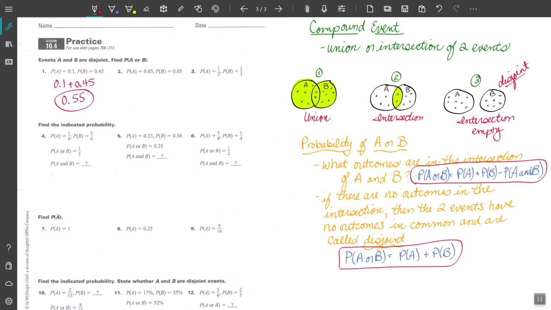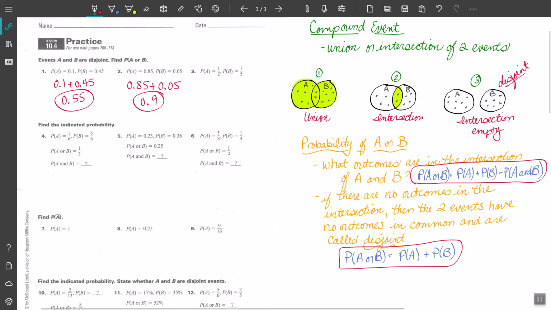Right? Same thing over here. In number 2, they gave us the probability of A and the probability of B. They told us they're disjoint. They want to know the probability of A or B happening. So we're just going to add them together to get the probability of either of them happening. One or the other is at 0.9.